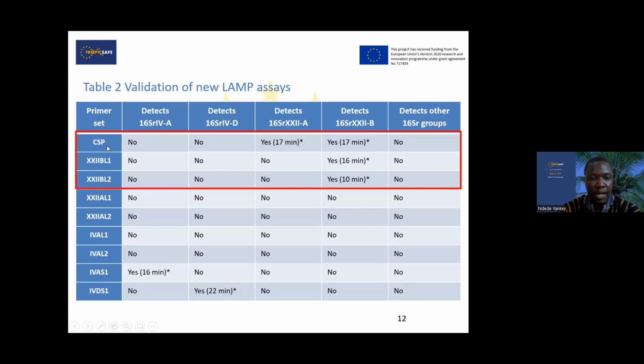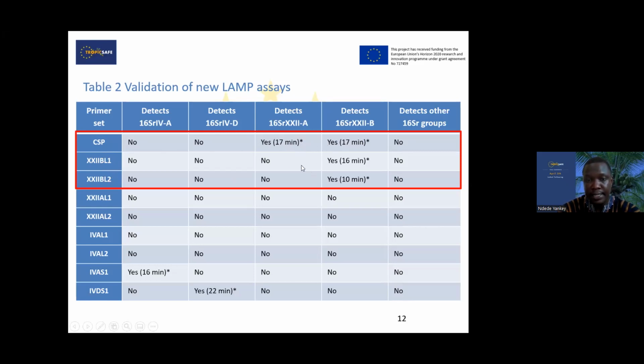This, and the first primer, the CSP, is a published primer which detects... We realized that it would detect the group 22A and the group 22B, and it does so in about 17 minutes. All right. And these are the 2 sets of primers we have developed in this work, and these are based on the LEUS gene.